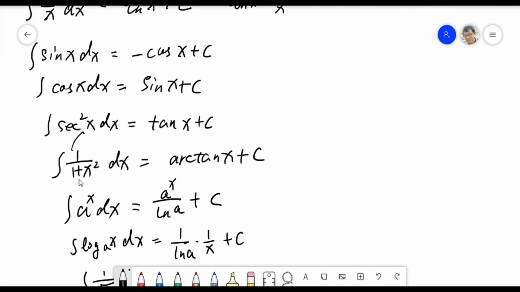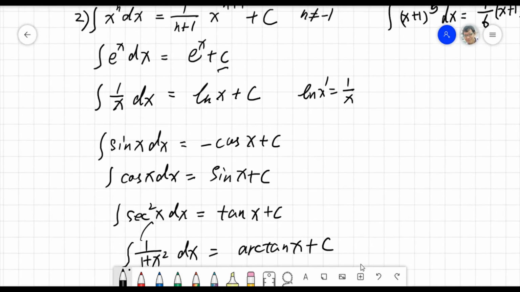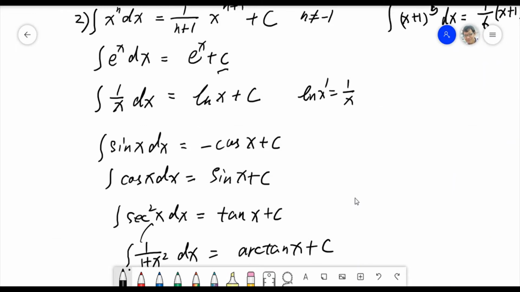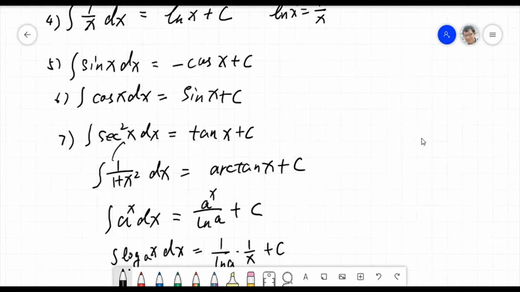Integration of 1 over, wait, let me check how many integration formulas to introduce. This is number 3, this is number 4, this is number 5, this is number 6, this is number 7, this is number 8, this is number 9, this is number 10.